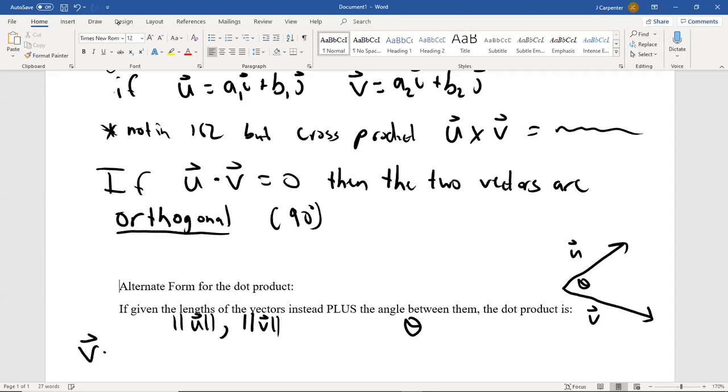The dot product of U and V. Why am I doing V first? Not that it matters. The order of a dot product does not matter, but the order of a cross product does. It's the only time an order matters with multiplication. This is the product of the magnitudes. I know that gets a little silly looking with all those vertical lines, but that's the length of U times the length of V times the cosine of the angle between them.